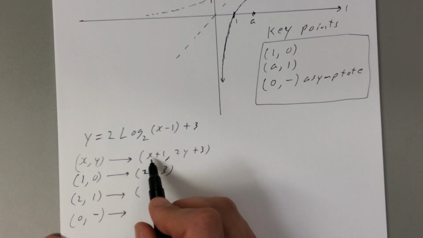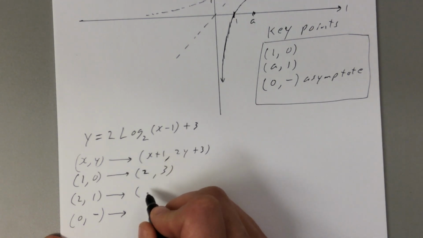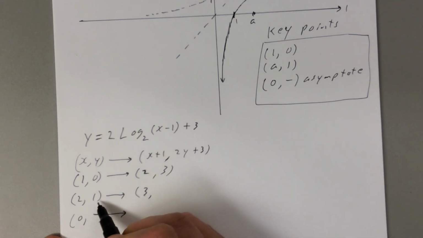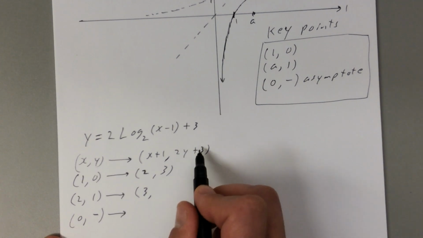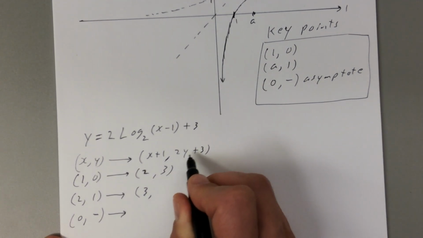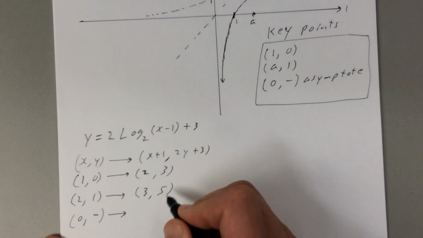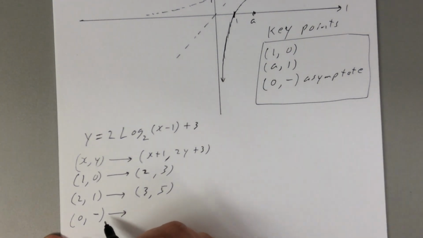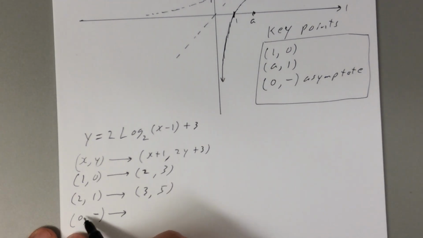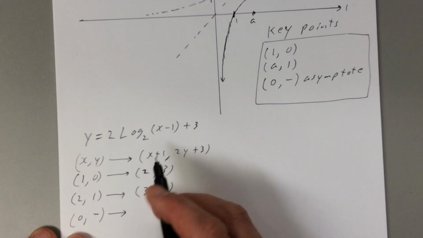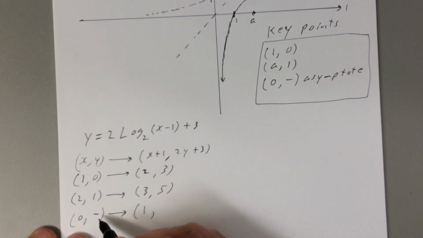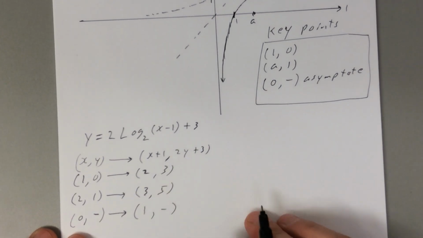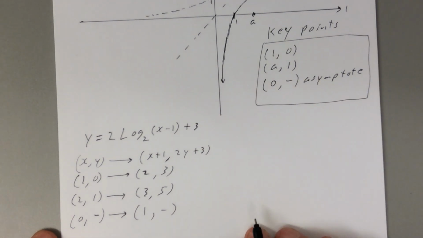This point, 2 plus 1 is 3. And then 2 times 1 plus 3, so that's 2 plus 3, which is 5. And then this, well, the x is 0, so 0 plus 1 is 1. And this stays a dash. Doesn't get affected because it's a vertical asymptote.